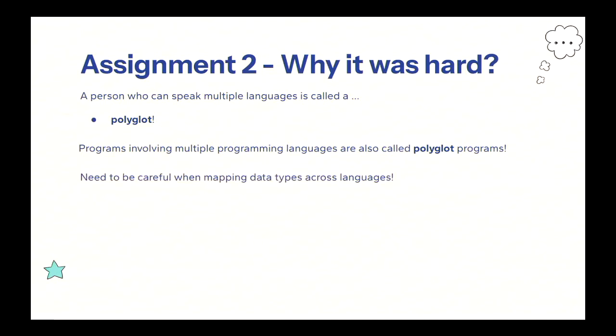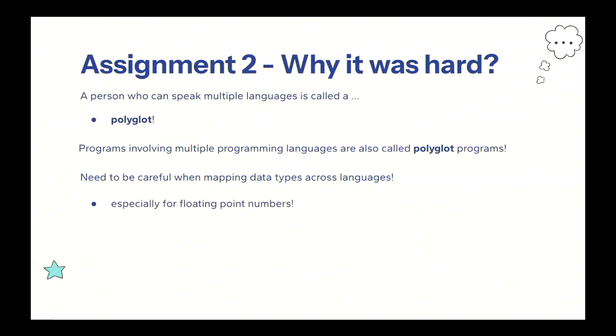And we need to be careful when we map data types across different programming languages. So here, the program we create using the Python module psycopg2 is essentially a polyglot program. It involves both Python code and SQL code. So there is data transferred between these two types of languages, and they could have mismatches. So we need to be careful when we do data conversion across different languages.